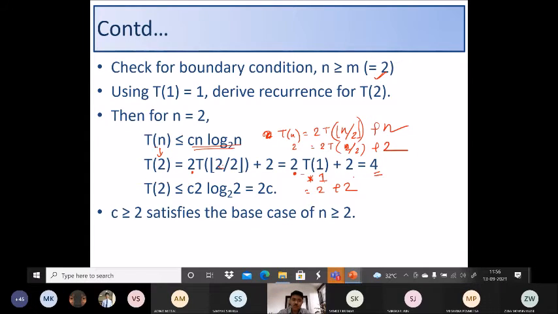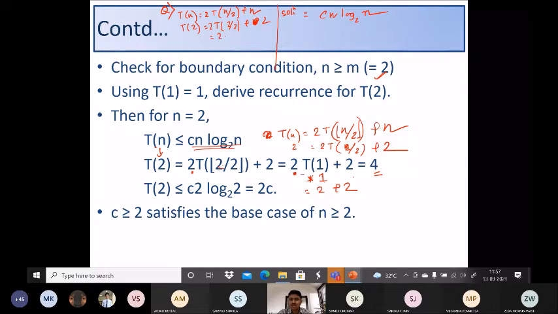Now, you know T(n) is less than or equal to Cn log 2n. Those who are facing difficulty, I'm telling you, this will make it easy. We know T(n) = 2T(n/2) + n. This is our question. And what is my solution? Cn log base 2 n. Here I have put 2: T(2) = 2T(2/2) + 2, which gives me 2 plus 1 plus 2. So it gives me 4.